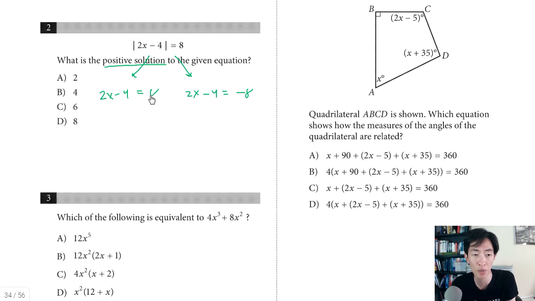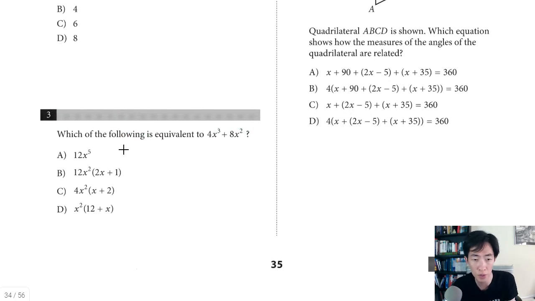Just do the algebra. Add 4 to both sides. 2x equals 12. Divide by 2. x equals 6. This is likely going to be the answer because it's positive. You can double check by looking at the other side. Add 4 to both sides. We get 2x equals negative 4. Divide by 2. x equals negative 2. And obviously that's the negative solution. So we're going with the positive, and that's C, x equals 6.